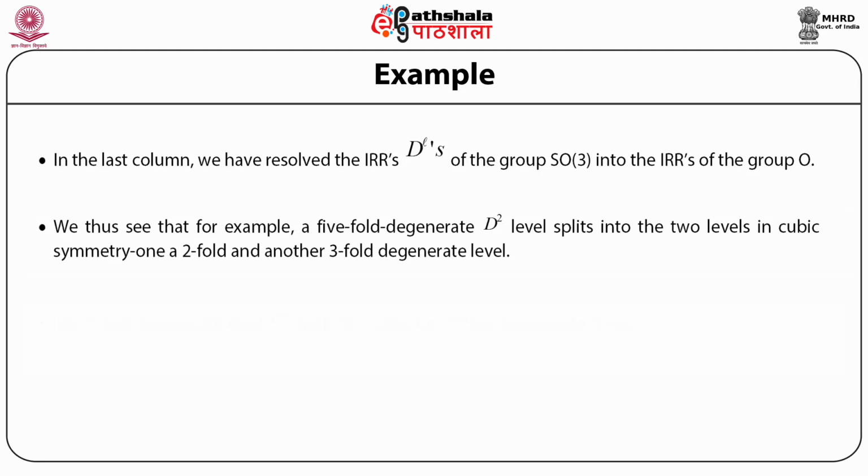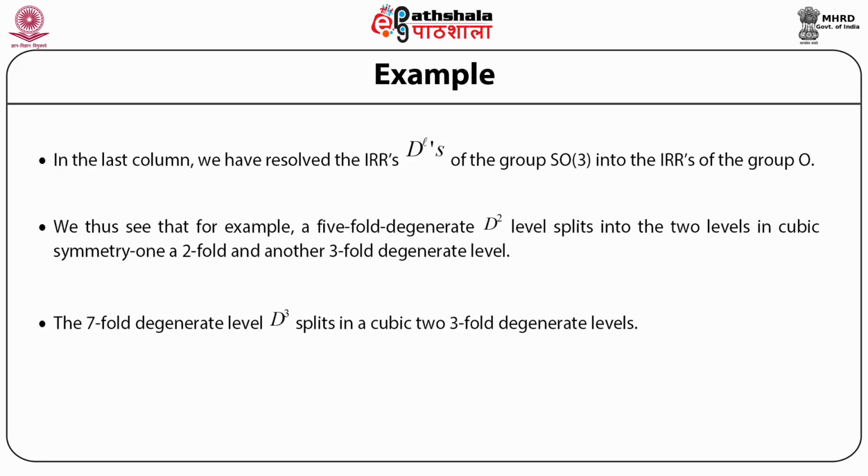We see from this that the 5-fold degenerate D2, corresponding to L equal to 2, an irreducible representation of dimension 5, splits into two levels in the cubic symmetry. One is a 2-fold degenerate level corresponding to the representation E, and another a 3-fold degenerate level corresponding to the representation T2 of the group O. And the 7-fold degenerate level D3 splits in the cubic symmetry into levels, including 3-fold degenerate levels.